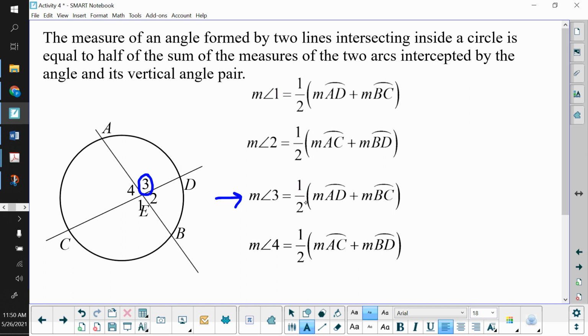So angle 3 is equal to 1/2 of the arc of AD plus the arc of BC. So what I like to think of it as, the angle that's formed by crisscrossing chords is just half the sum of its arc and its vertical angle's arc. Essentially, you're taking the average of those two arcs. When you add two things and divide by 2, that's the same as taking the average.